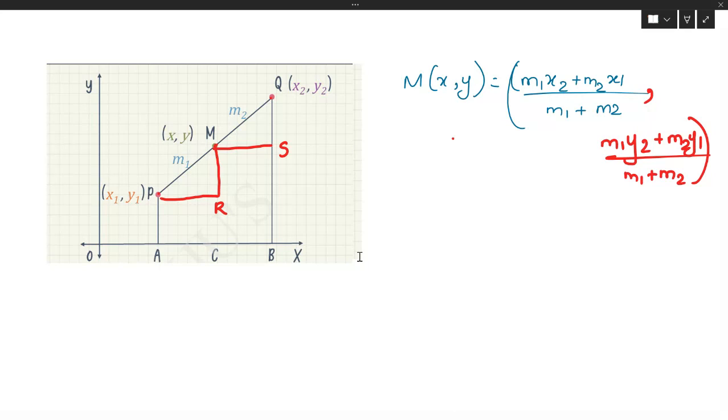So in coordinate geometry we have only two things, one is the distance formula and one is the section formula. Clear? Any other doubt, any other confusion?